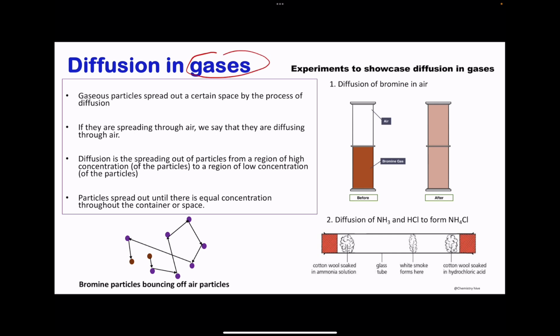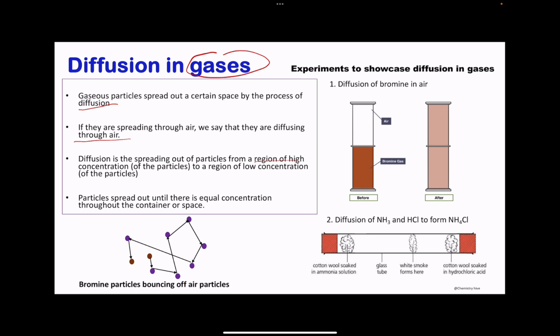The gaseous particles spread out into certain spaces by this process of diffusion. And when this occurs in air, we say they are diffusing through air. Like I said already, diffusion is a spreading out of particles from a region of high concentration, meaning where the particles are more in number or in amount, to a region of low concentration. These particles continuously spread out until they are in equal concentration throughout the whole space or container.